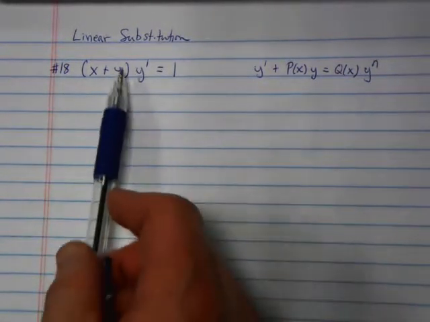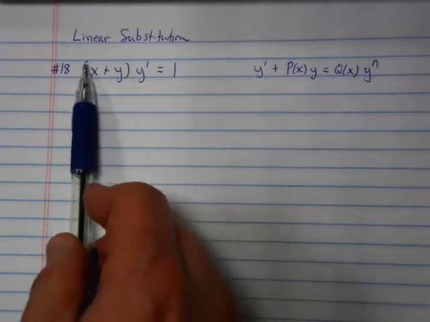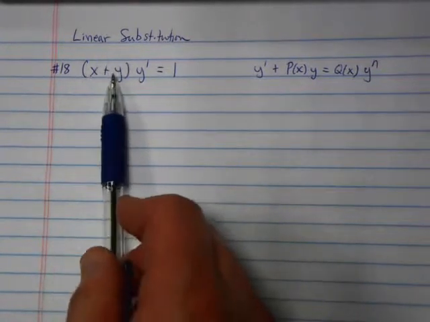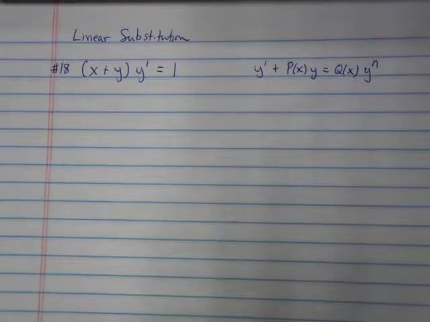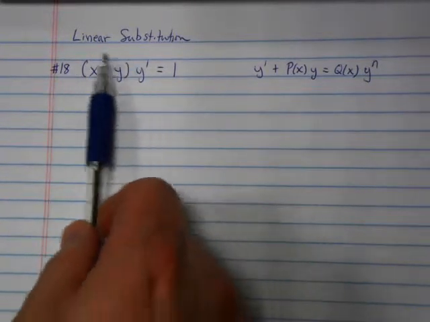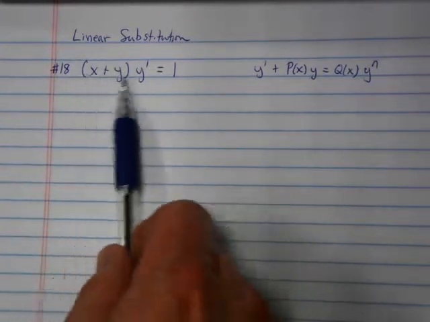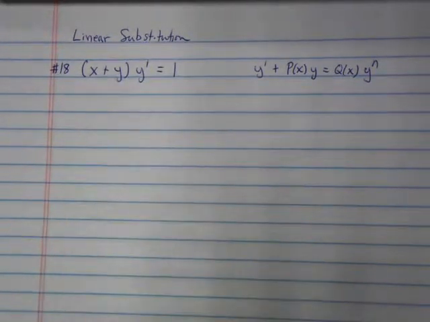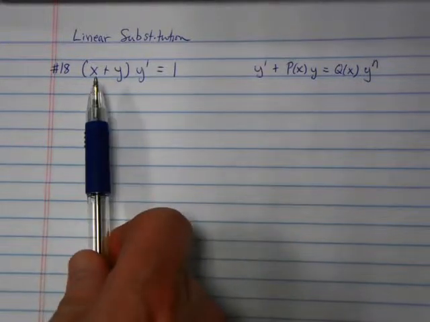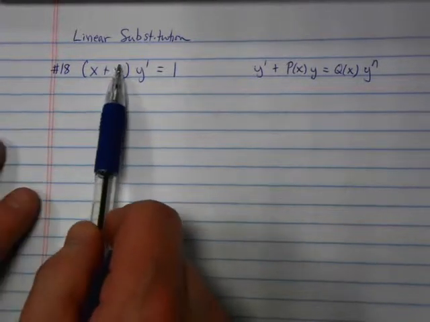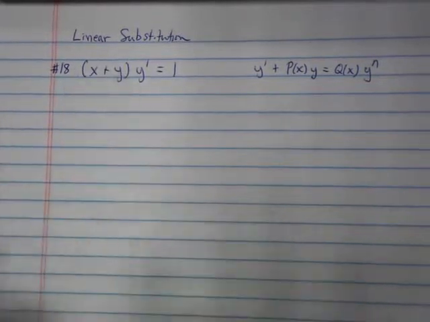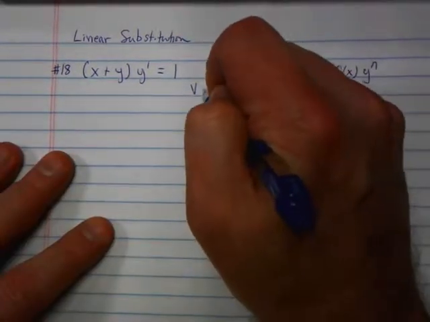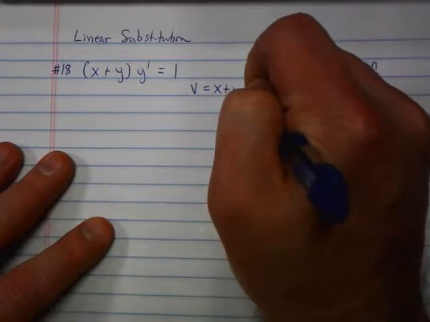What you should notice, though, is that x plus y is a linear factor. This is kind of down on my list of ways to solve. I look for separable, I look for linear, I look for homogeneous, I look for Bernoulli. If it's none of those, then I look to see if this works. So what I notice is that this x plus y is linear, so we're going to let that be our v this time. v is going to be x plus y.